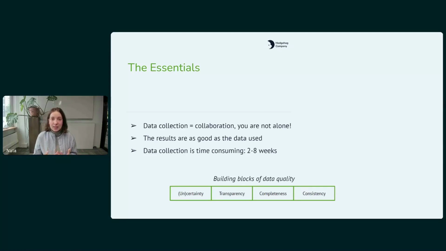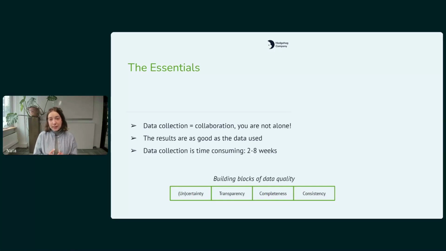When I say that the results of the assessment are pretty much as good as the data used, I mean that we have to pay special attention to the quality of the data that we use. We have to think about such things as uncertainty of the data. So for example, when some data is extrapolated or approximated, or any other assumptions that might be taken. Another point that we'll look at is the transparency of the data. So we like to understand how the data was collected as well.